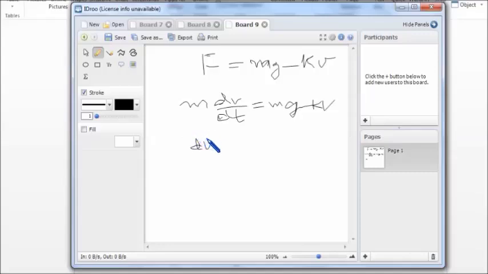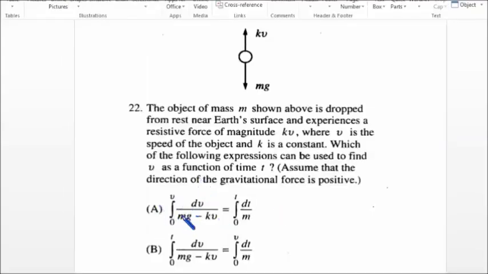So this we can write as m dv by mg minus kv is equal to dt. So integrate on both sides. This goes from 0 to V and this goes from 0 to T. So this is the equation that we will have, that is dV by mg minus kV. We had m here, but that can be brought here.